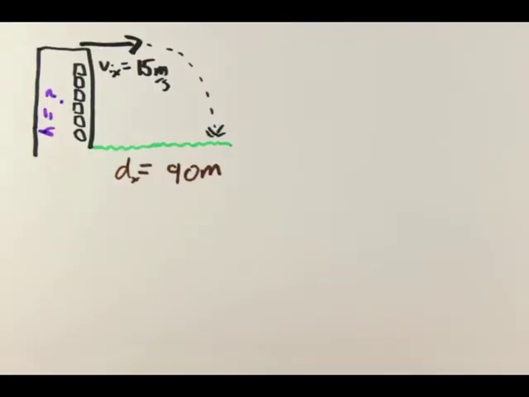So we draw things up, and I draw a vector arrow that's moving completely straight off the building and label that as 15 meters per second. I'm also going to label the distance it went, 90 meters, and mark on there that I'm looking for the height. I'll put that in purple there.